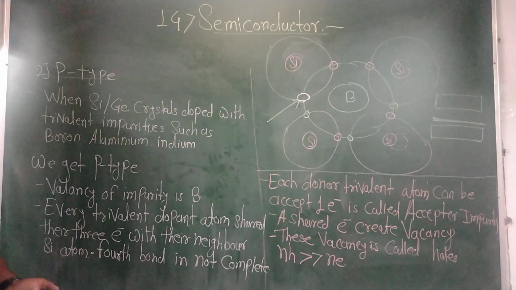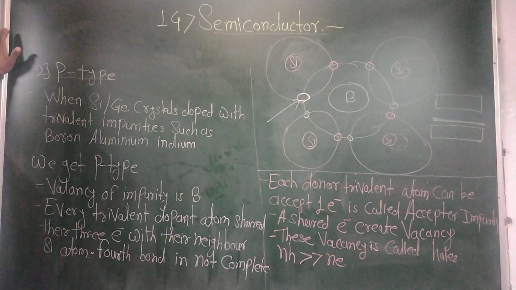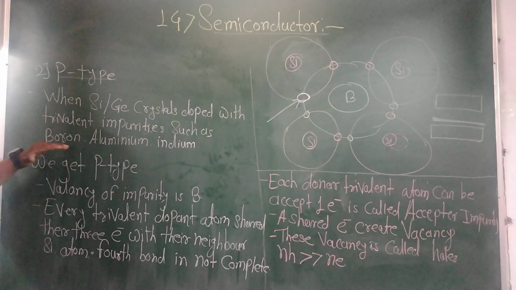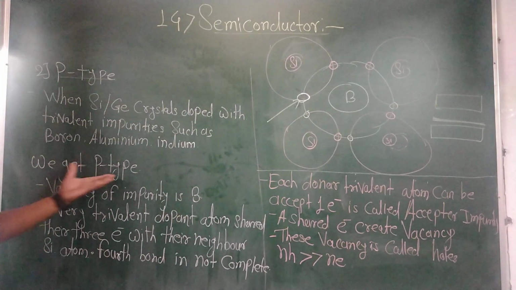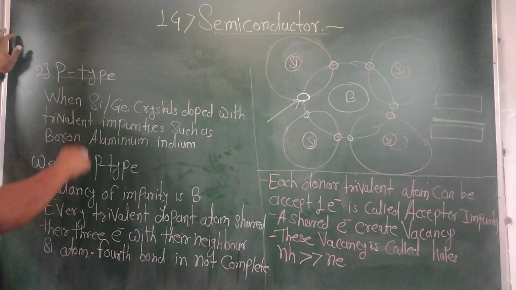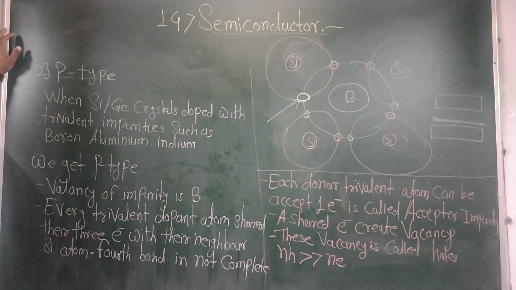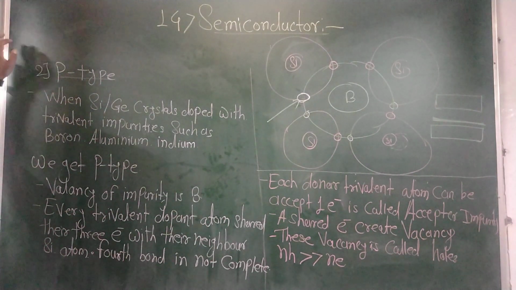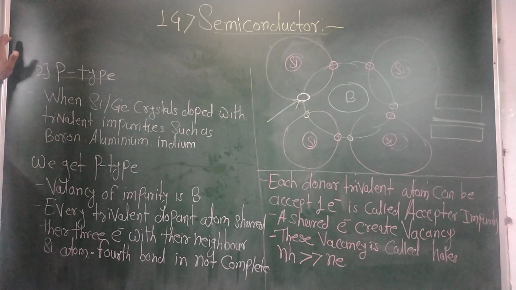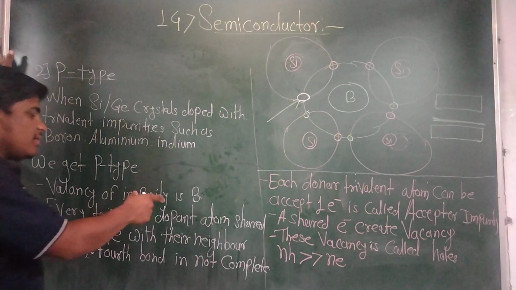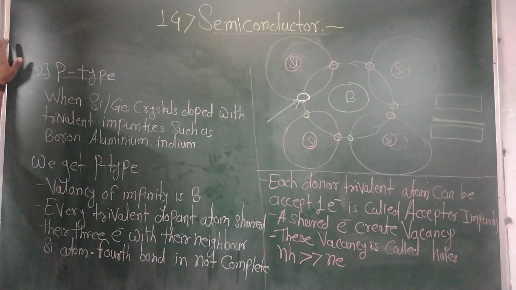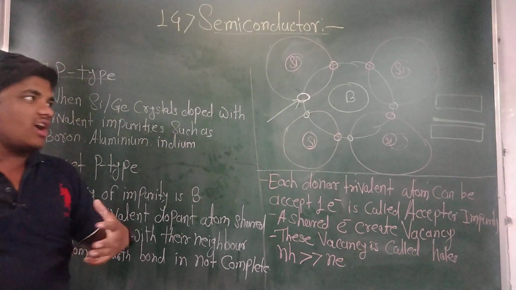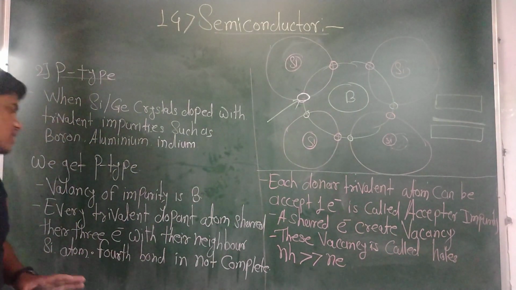Let's revise what we discussed in these lectures and compare it with the n type of semiconductor. When a silicon or germanium crystal is doped with trivalent impurities such as boron, aluminum and indium, we get the p type of semiconductor. When a silicon or germanium crystal is doped with pentavalent impurities such as phosphorus, arsenic and antimony, we get the n type of semiconductor. The valency of the impurity is 3 in a p type of semiconductor, but 5 in the n type of semiconductor. We are studying the comparison between the n type and p type of semiconductor here.